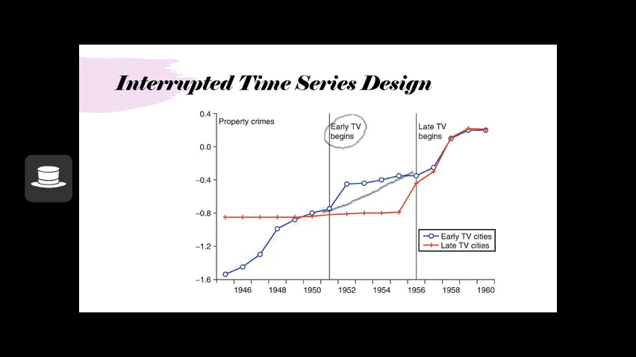So what we're assuming is that the introduction of TV is related to property crimes, right? So that is an interrupted time series design.